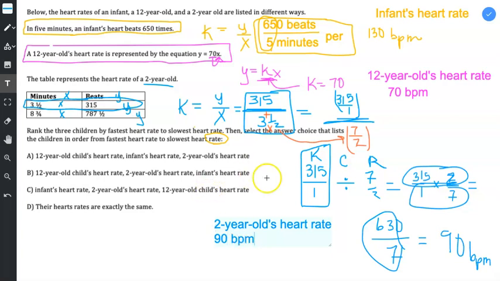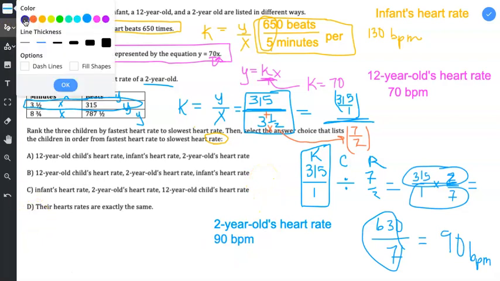So now we're ready to answer the question. Rank the children from fastest heart rate to slowest heart rate. Then select the answer choice that lists the children in order from fastest to slowest. You have to pay attention here. A lot of the questions that you're being asked have been fastest to slowest, but sometimes they're going to say slowest to fastest or who's slower, so you have to read and be careful. We're going fastest to slowest. So let's just rank this ourselves first.